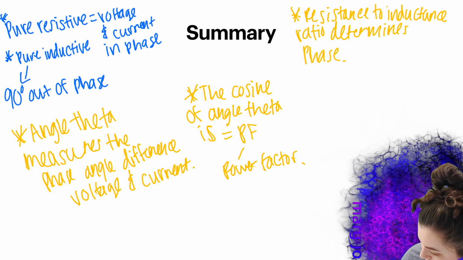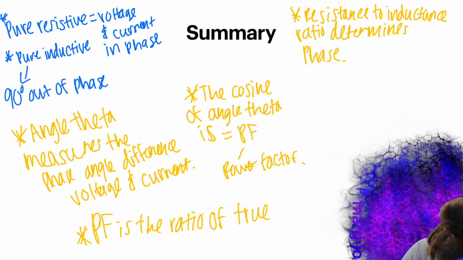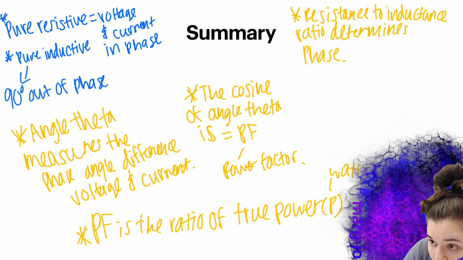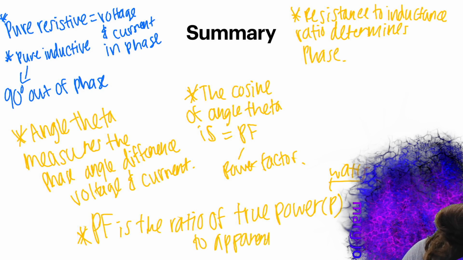And last one, power factor is the ratio of true power to apparent power. So, PF is the ratio of true power. What does P stand for? It stands for watts. You can't see that, but it stands for watts to apparent power. That is VA.